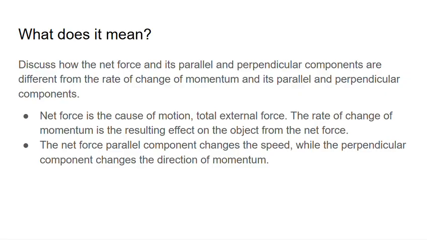What does this mean? We were told to discuss how the net force and its parallel and perpendicular components are different from the rate of change of momentum and its parallel and perpendicular components. The net force is the cause of the motion. It's all the external forces added up. The rate of change of momentum is the resulting effect on the object from the net force. It is what happens because of the net force. The net force parallel component changes the speed of the object, while the perpendicular component changes the direction of the momentum.